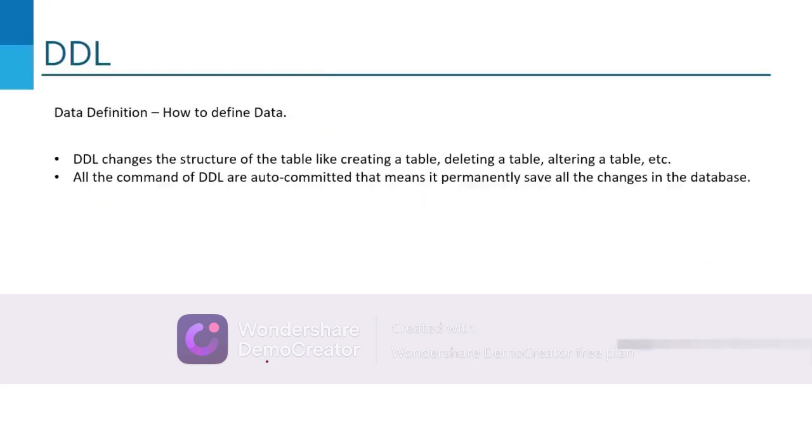DDL changes the structure of the table, like creating a table, deleting a table, altering a table. These are nothing but changing the definition of the table. All the commands of DDL are auto committed. Auto committed means that once you write that particular command, it's auto committed. It can't be changed. That means it permanently saves all the changes in the database.